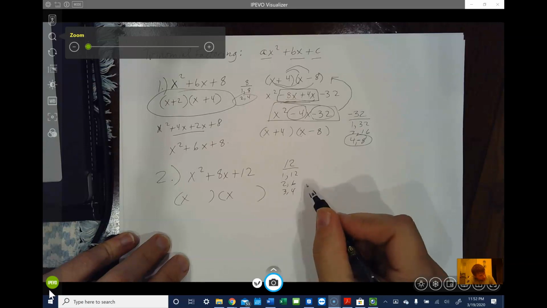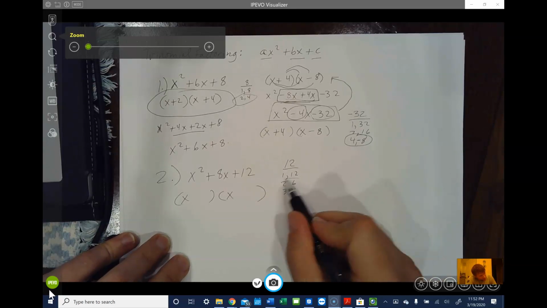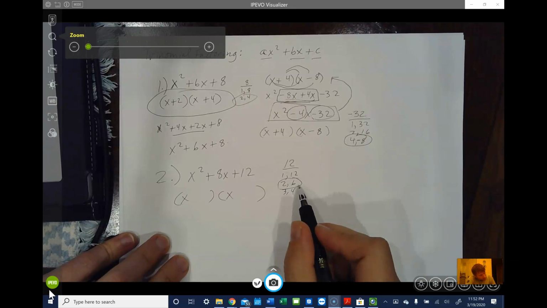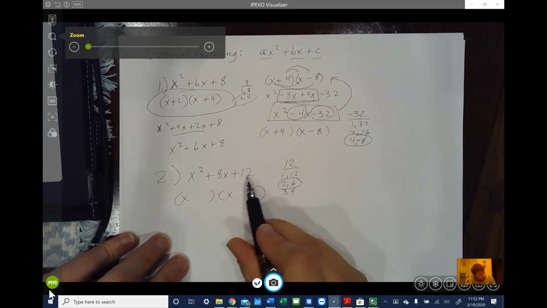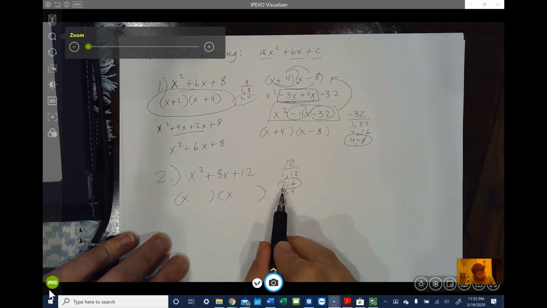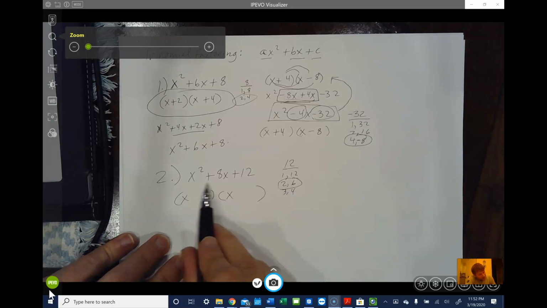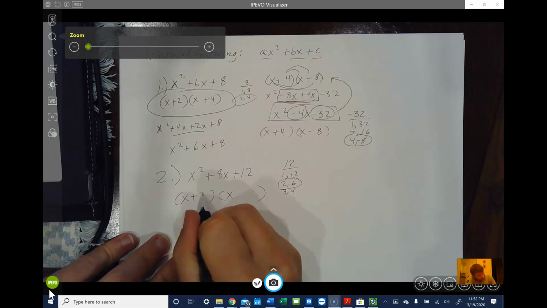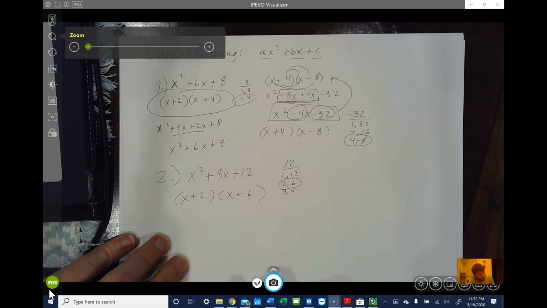Out of these choices, 2 and 6. Are they both going to be positive? Or are they both going to be negative? Is one of them going to be positive and one negative? Well, if they're going to multiply to get a positive 12, they both have to have the same sign. So it's either both positive or both negative. And since they add to get positive 8, they are both going to be positive.